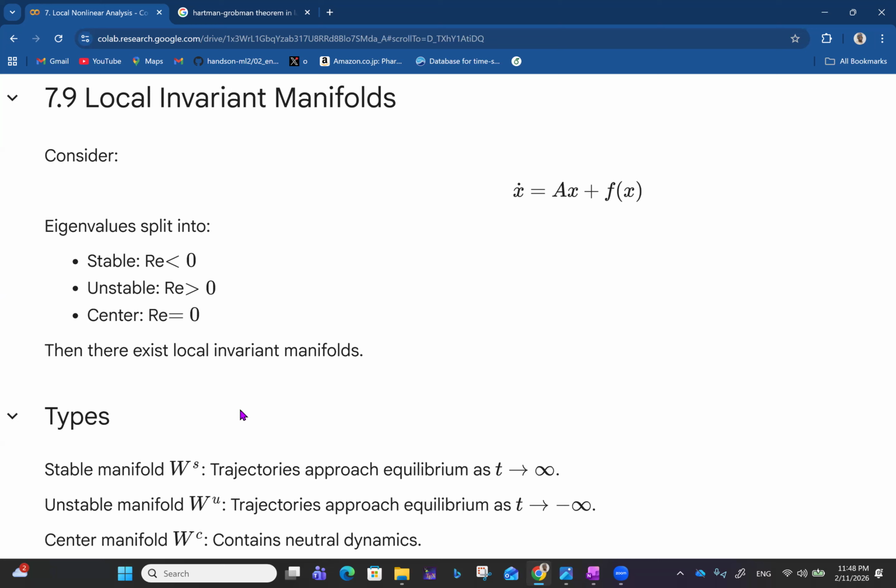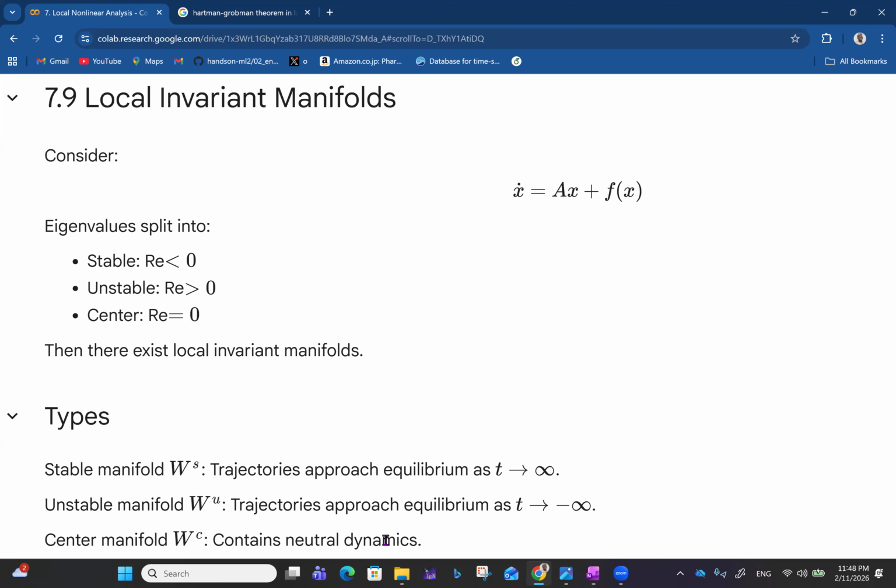So what are the types of manifolds? You have the stable manifold, which is W raised to power S. Here you have trajectories approaching equilibrium as t tends to infinity. Then you have the unstable manifold, W^U, where trajectories approach equilibrium as t tends to minus infinity. Then the center manifold, W raised to power C, this contains neutral dynamics, right? So this is analogous with stable, unstable, and center that we talked about there.